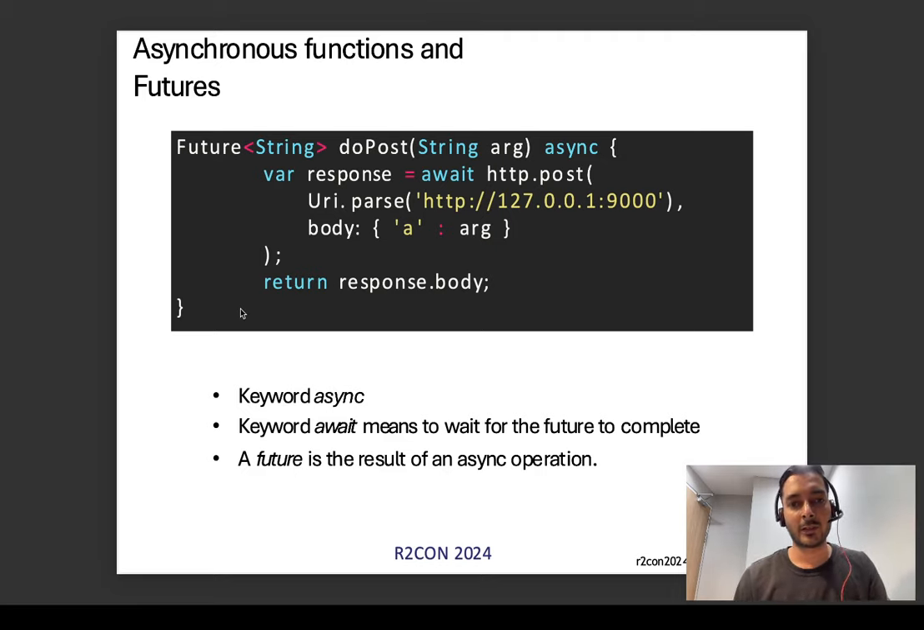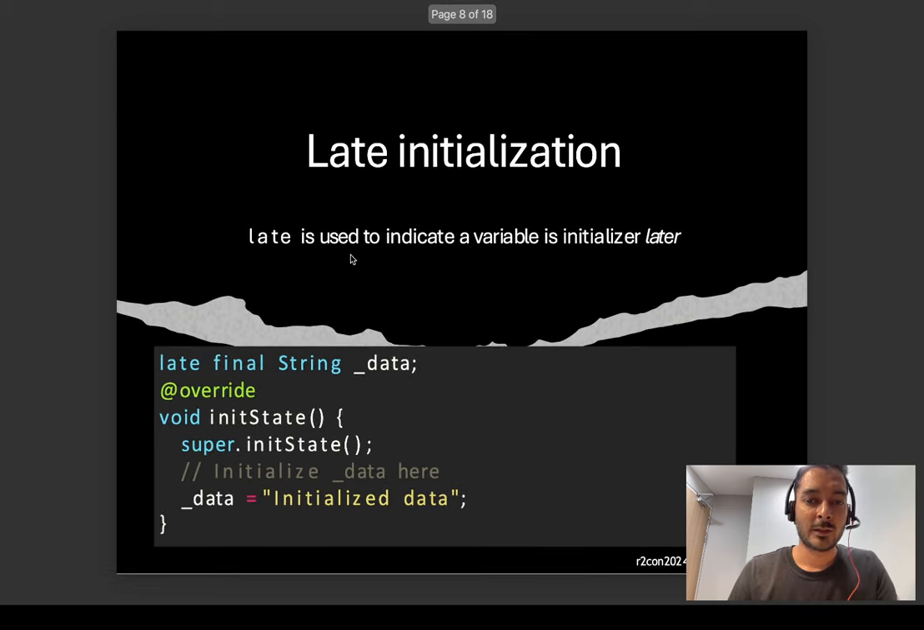It has tons of different types of functions, features and keywords, like await. If you define any variable with await, it will wait for things to complete, then it will return. Similarly, there is a keyword late, and late is used to indicate a variable is initialized later. In this case, we defined the data using late and it is initialized later.